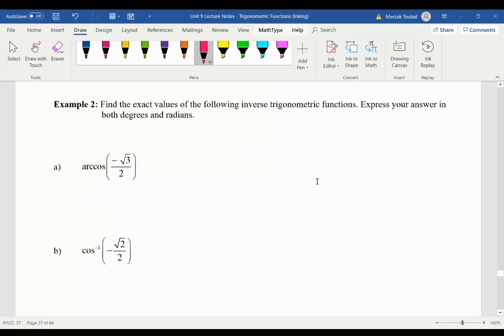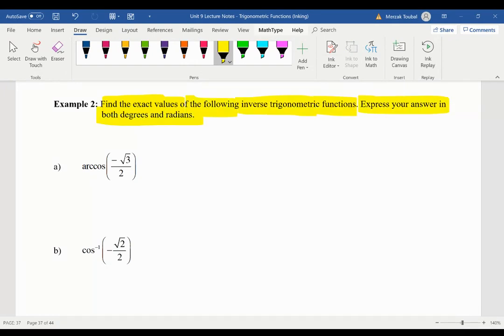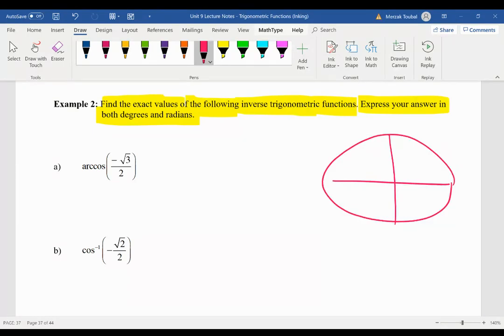So let's work on example 2. Example 2 says find the exact values of the following inverse trig functions. Express your answer in both degrees or radians. So let's do something similar to what we did with the sine inverse. Let's focus on quadrant 1 and 2 of the unit circle, maybe a bit bigger.